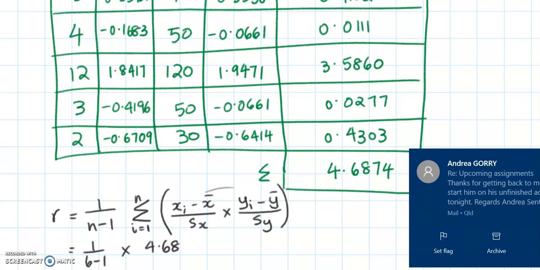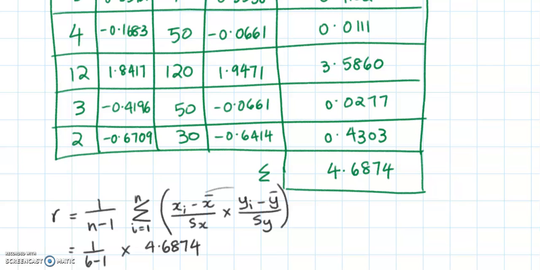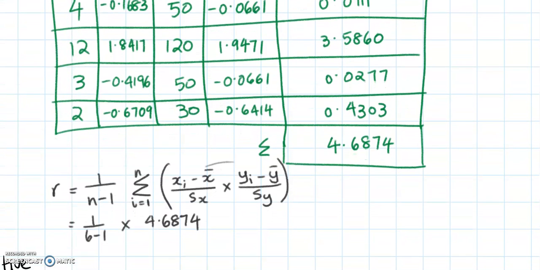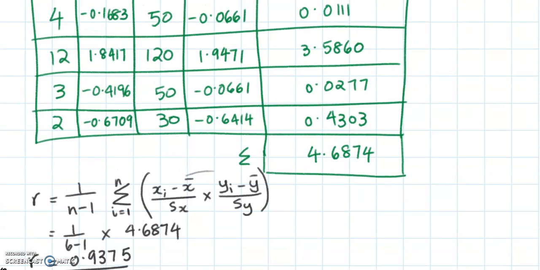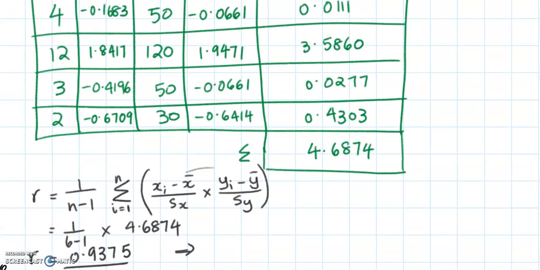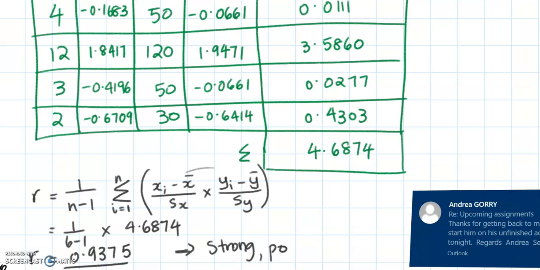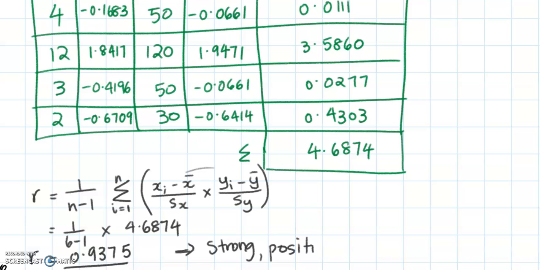So 4.6874. If you evaluate that, remember that becomes 1/5, and we get 0.9375. So the correlation coefficient of 0.9375 means that there is a strong positive correlation.